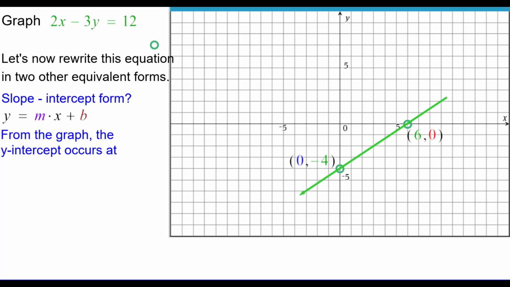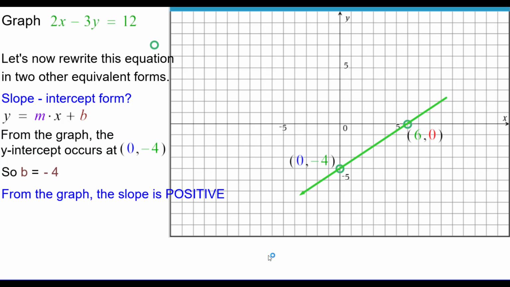From the graph, the y-intercept occurs at the point 0, negative 4. And we know that the y-coordinate is the value for b, so b is equal to negative 4. From the graph, we can see that the slope is a positive number because as we read from left to right, the line is slanting uphill. We can draw in the right triangle, and we can see that the change in y is 4 and the change in x is 6.